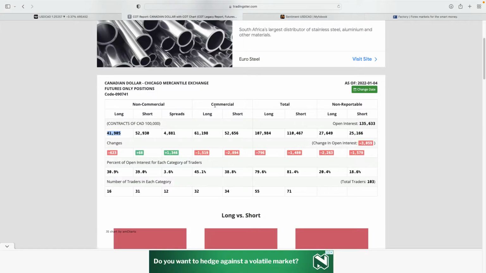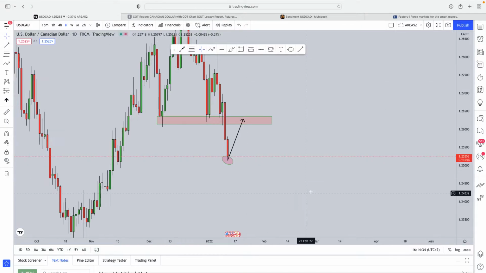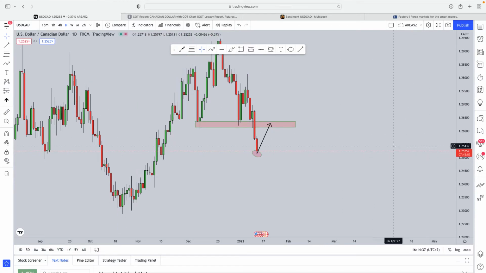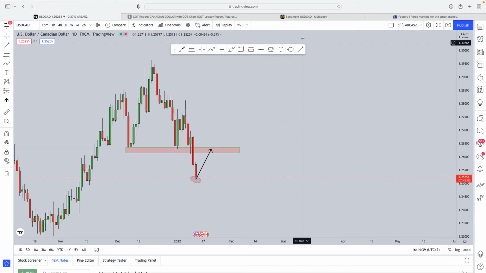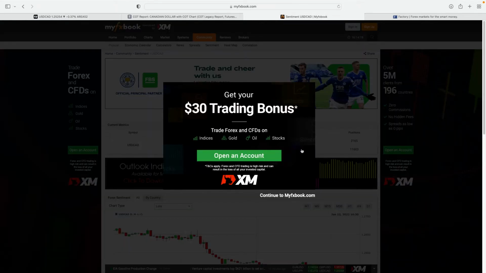Now we're not going to look at the data for the USD because all currencies trade on the spot against the USD. So when you do look at data for the Canadian dollar, you're actually looking at the USDCAD or the CADUSD, because like I said, all currencies that trade on the spot trade against the USD. Now looking at the sentiment data.